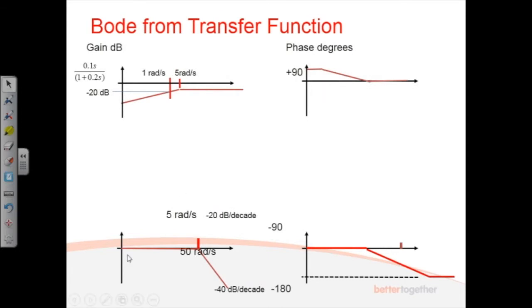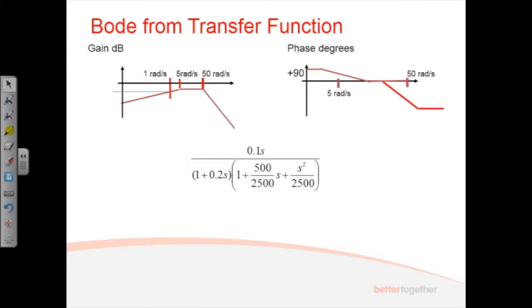Same process again for the second order one. Nothing at all happens to the amplitude until we get to the corner frequency. After that it's minus 40, so we end up doing that. So adding these pictures is actually quite easy. It's a bit alien, it's not a thing that we do on a daily basis, but adding pictures is not complicated.